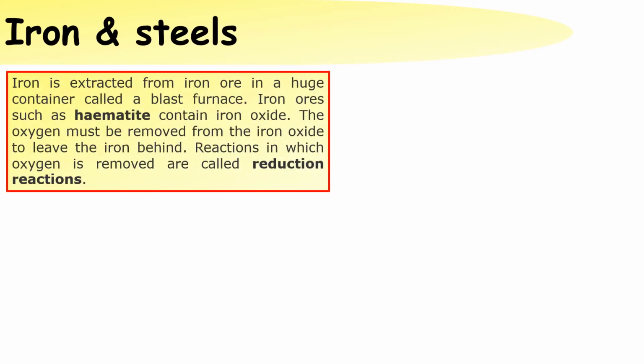Iron is extracted from iron ore in a huge container called a blast furnace. Iron ores, such as hematite, contain iron oxide. The oxygen, therefore, must be removed from the iron oxide to leave the iron behind. Reactions in which oxygen is removed are called reduction reactions.